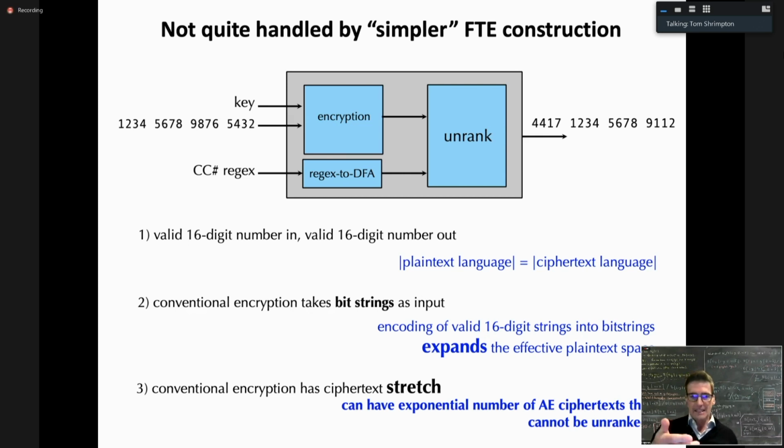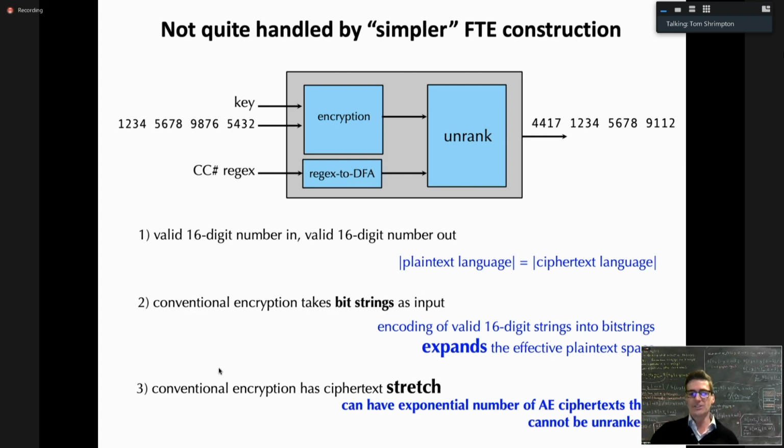Moreover, conventional encryption has ciphertext stretch, right? For the IV, or if you're using an AE scheme, you have a tag that's part of it, so you get some stretch. So now what you've done is you've started with a plain text and a ciphertext format that are the same. So you're using FTE to induce FPE. The ciphertext language and the plaintext language are the same size, but in the process of converting plaintext into ciphertext, you expand when you convert to bit strings, and then you expand again when you do the encryption process.